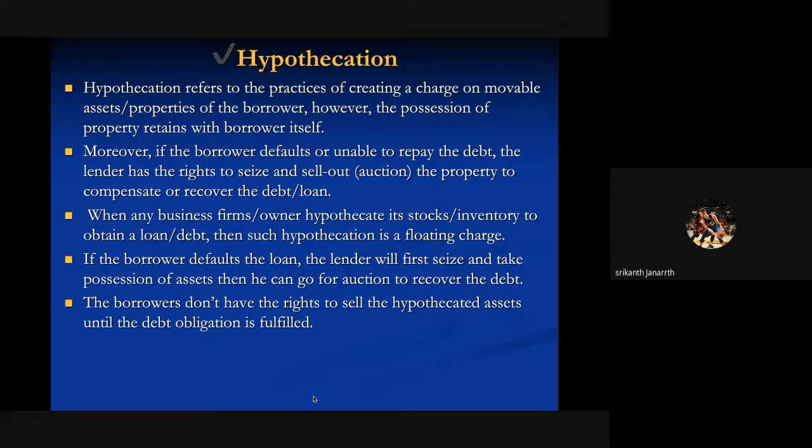The borrower doesn't have the right to sell freely. They can sell, but when they sell, they have to repay the loan. Without fulfilling the obligation, they can't sell it to somebody. So they have the right to sell it and recover the loan, settle the loan. So that is where hypothecation comes in, right?